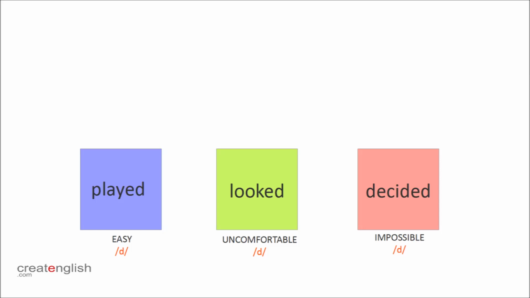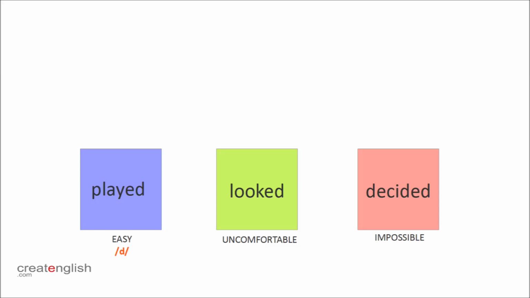Here we have our three boxes with our three words. Now we're going to make some changes here. Because we want to pronounce these words, we need to find a way how to do it, so it's not uncomfortable and it's not impossible. I'm going to leave the first box the way it is. That's our easy box, and the sound I'm going to say at the end of these words is d, just like played.